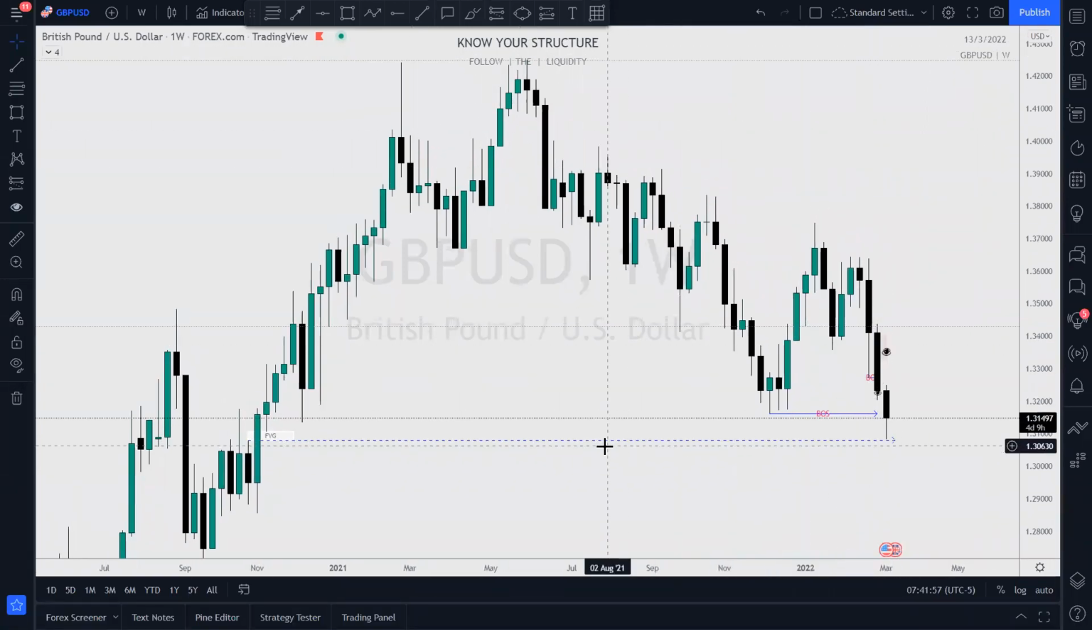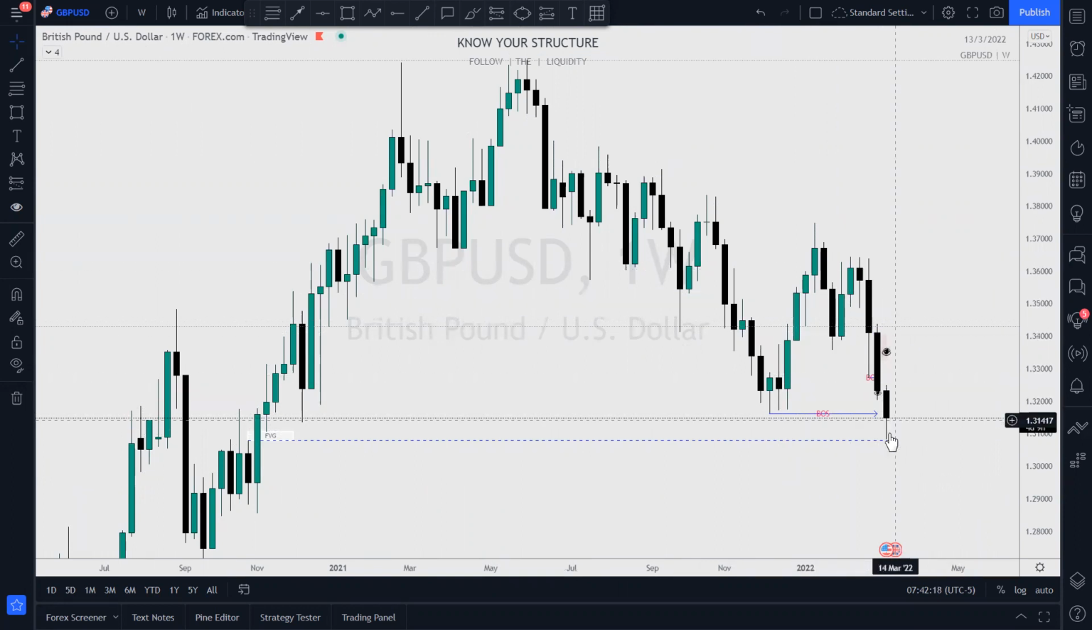Good morning. I'm going to take a look at pound USD. We're on the weekly, right? What I've noticed is we're moving bearishly since May of 2021, right? We had a significant break of market structure here. All right, so we are bearish, right?